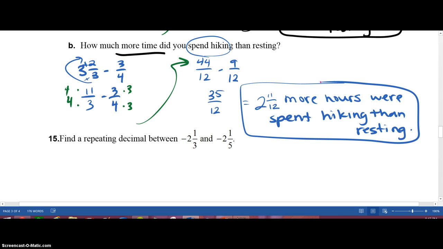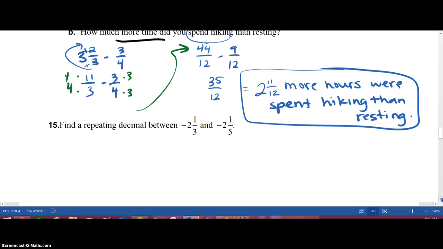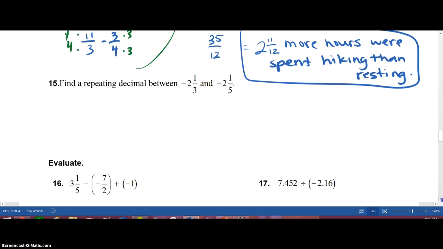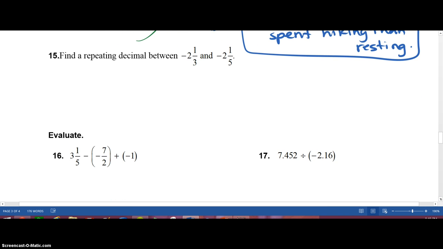Now, 15 seems a little odd. It says find a repeating decimal between -2 and 1/3 and -2 and 1/5. In order to do that, off the top of our heads, we usually don't know a lot of repeating decimals. So I'm going to compare these two. I'm going to put them with a common denominator. And with my fractions here, I'm actually going to keep them mixed numbers. And I'm going to get a common denominator of 15.